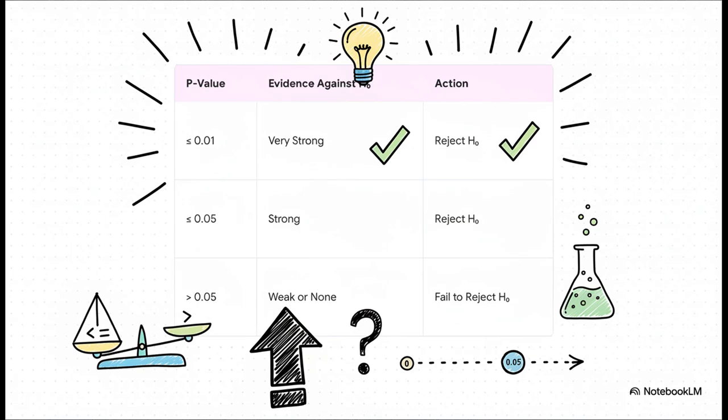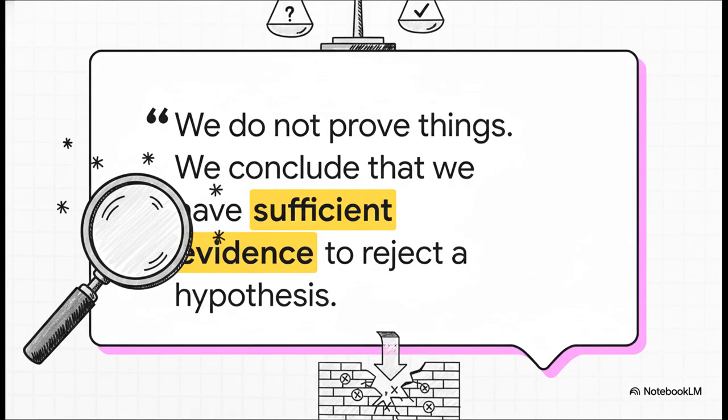So here's how it works in practice. Before a study even starts, scientists set a cutoff line, usually at 0.05. If the p-value from their test comes in below that line, they get to declare the result statistically significant. And that gives them strong enough evidence to reject that initial no-effect idea. But notice the language. We're not proving our idea is right. We're just rejecting the other one. And that is such a key distinction.